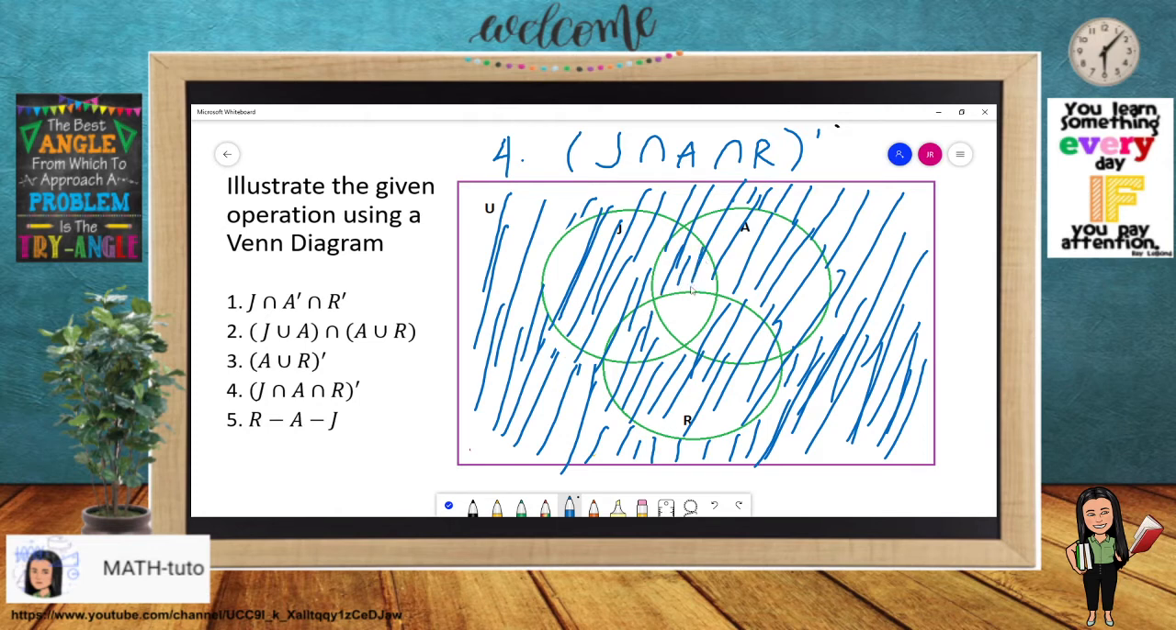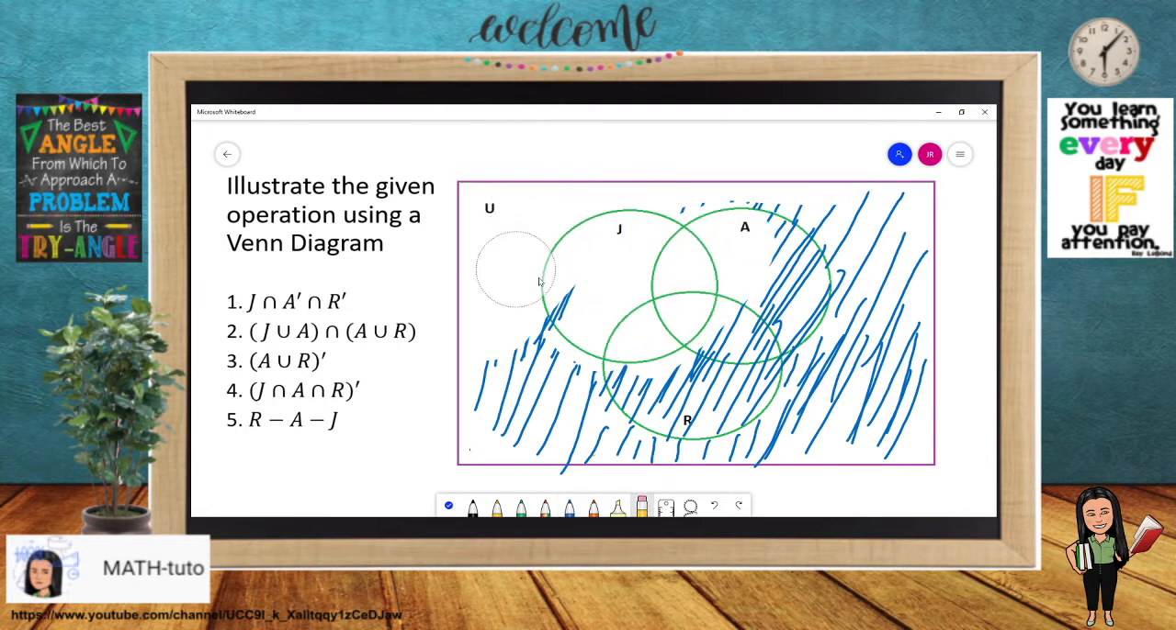Syempre, kailangan mas accurate, i-shade nyo lahat ng part para at least nakikita na talagang ang walang shade ay yung portion ng intersection ni J, A, and R, which is this part in the middle. Next, number 5, we have R minus A minus J.